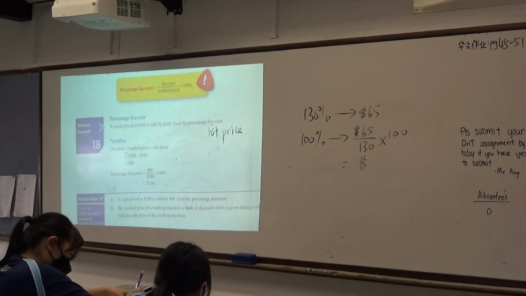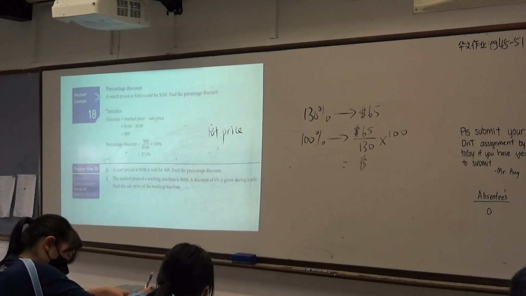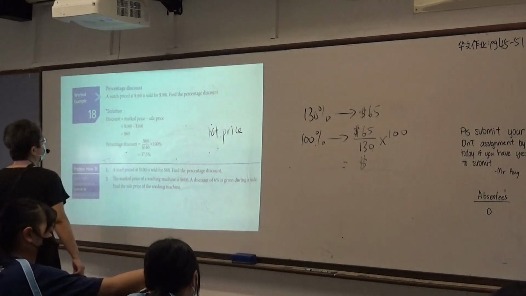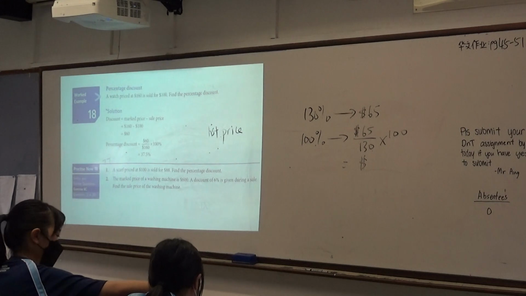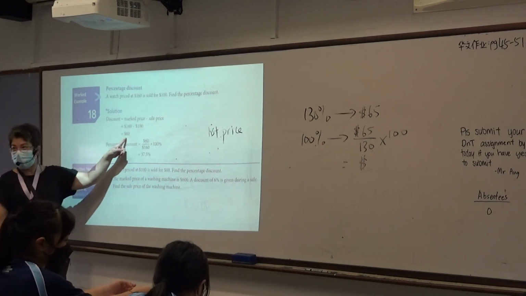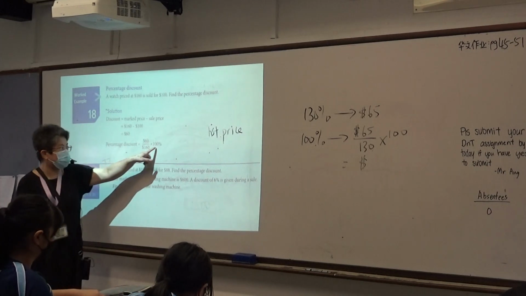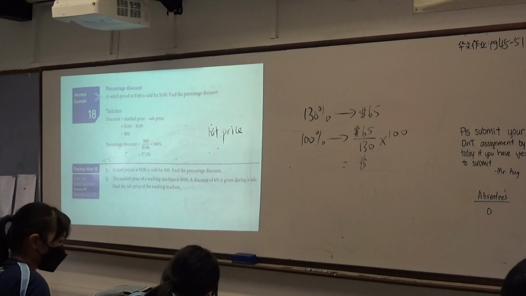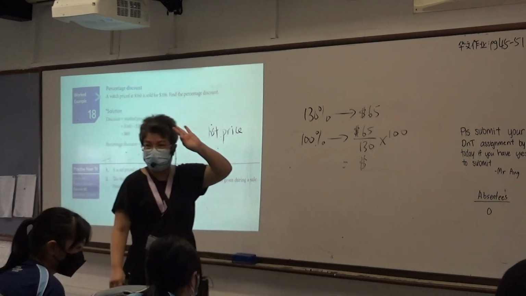Now, for example, let's look at example 18. I'm going to go through this quite fast because we have already done it. A watch priced at 160 is sold at $100. Find the percentage discount. Now, we know that the discount is 60, right? It must be 60 over 160, times 100%, so I'll get a 37.5% discount. Are we all clear? So what have I covered? I've covered profit and loss and discount.